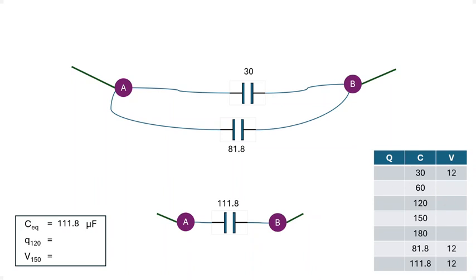And now we backtrack, and we see that the 12 volts connected to A and B is across the equivalent capacitance. But because that equivalent capacitance replaced 2 in parallel, looking at the nodes A and B, the 12 volts is across the 30, and the 12 volts is also across the 81.8. So we now have 3 rows where we can calculate charge. Charge in microcoulombs is the product of capacitance in microfarads and volts.